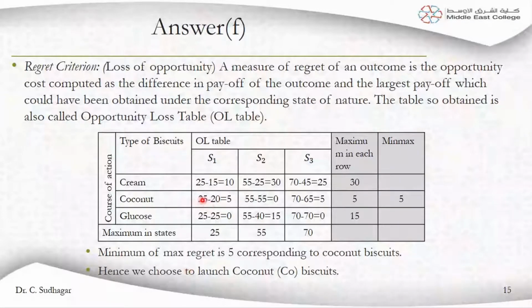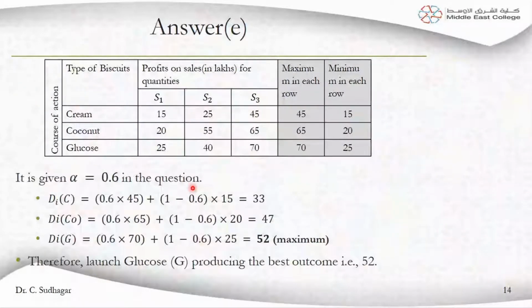Now come back to this question and see how to do that in each row. This way you take the maximum one and subtract from it: 25 minus 15, 25 minus 20, 25 minus 25. In the second row you choose the maximum one, 55. So you make 55 minus 25, 55 minus 55, 55 minus 40. In the last row, 70 is the maximum value, so make it 70 minus 45, 70 minus 65, 70 minus 70. So this is the approach for you.